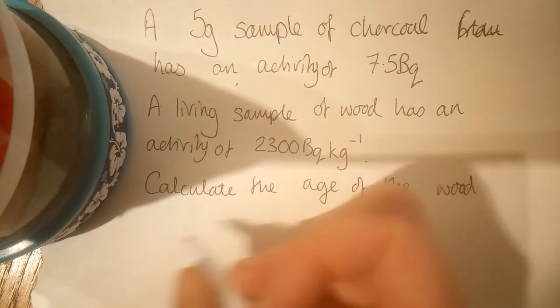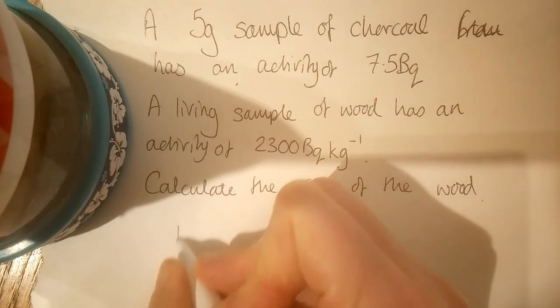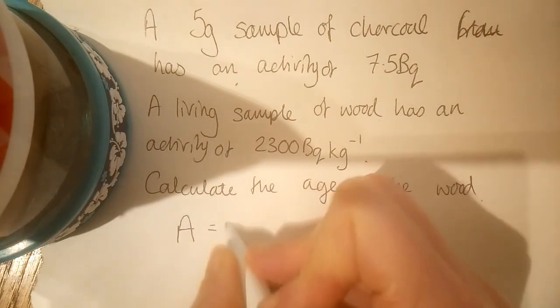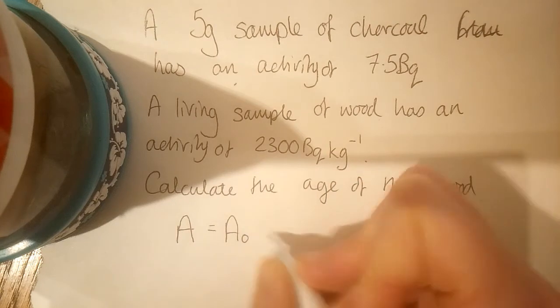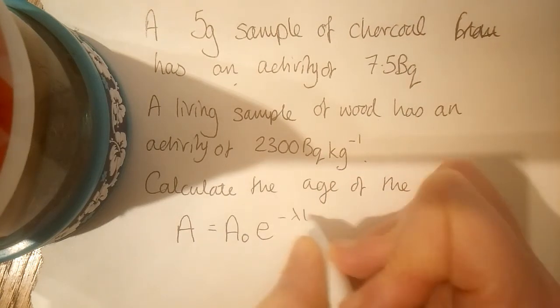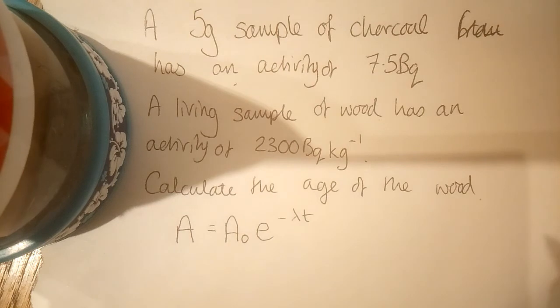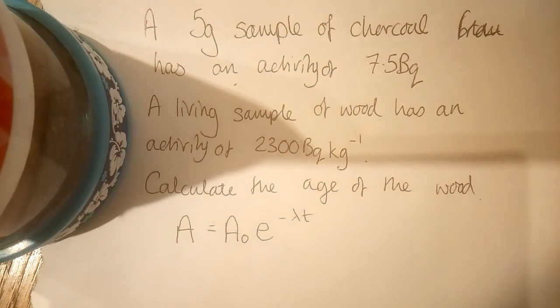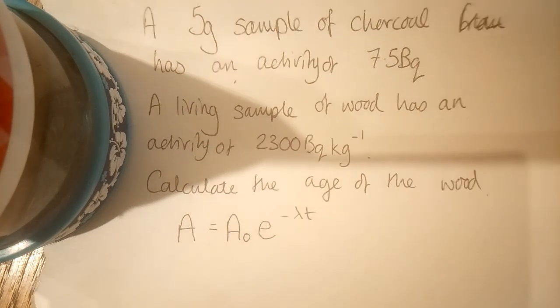Right, well the way we're going to do that is we're going to look at the activity of the wood now, which we know. We're going to look at what the original activity of the wood would be, and we use this equation here. A couple of things we need to find before we use this equation. First thing is the decay constant. To find the decay constant you need the half-life, and this question would give you the half-life.